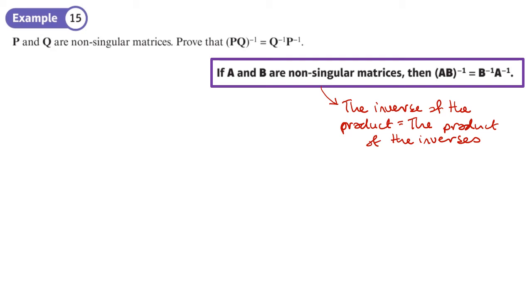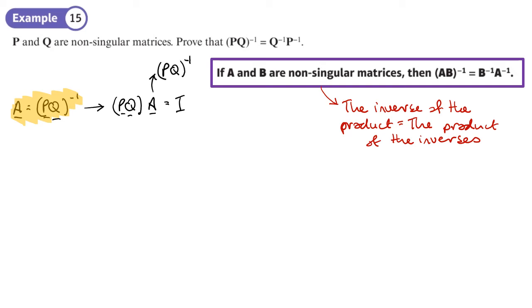Okay, so let's prove this. So let's start by calling the statement that's on the left, the inverse of PQ, let's call that A. Okay, and then using the definition about a matrix times its inverse, next step would be PQ times the inverse of PQ, which we've just called A. That's going to be the identity matrix, because we've timesed the product of the matrices by the inverse of the product, we get the identity matrix.